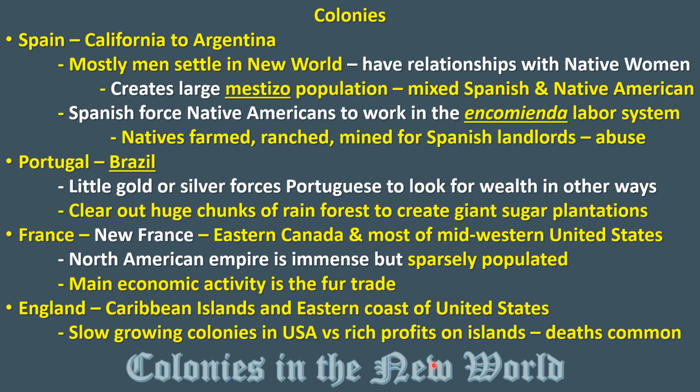Now, in all of these colonies, but particularly for the colonies in the present day United States and the Caribbean islands, deaths for the English are very common, particularly deaths from malaria and yellow fever being spread by mosquitoes, which is going to cause a lot of different problems. We'll get into that more in a little bit.